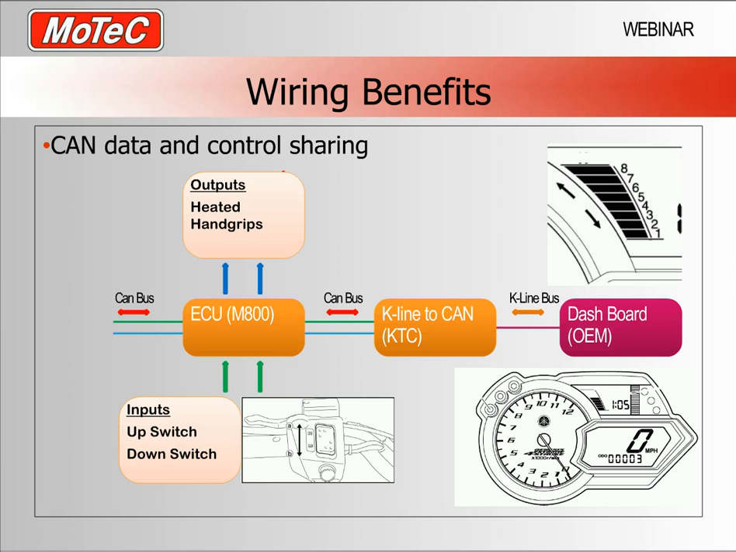So in this case the ECU is not controlling these things directly. It's being controlled by passing a message to the KTC, and then it's receiving a message back from the KTC which then turns the grips on or off at a varying rate to give us different heat settings. So this is just an example of using the CAN line as a control mechanism, which in fact allows you to decentralize decision making as well.